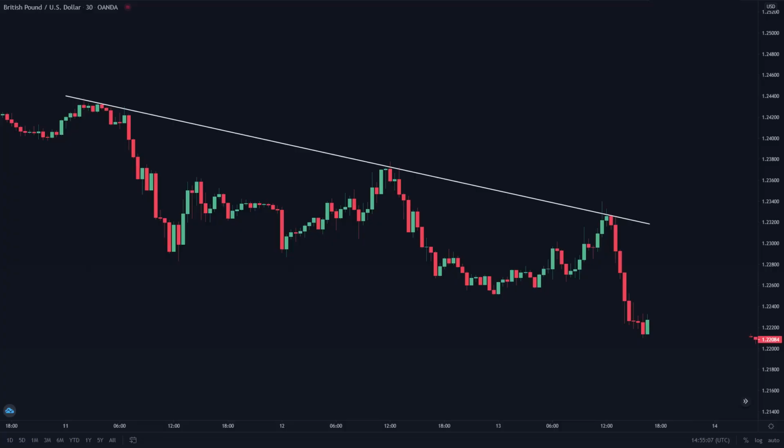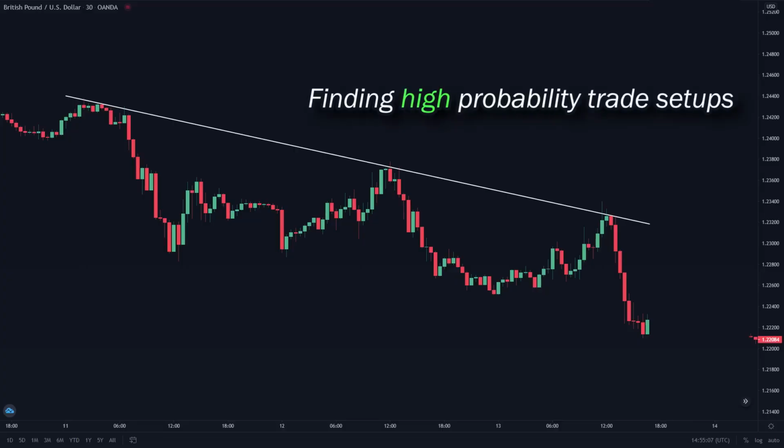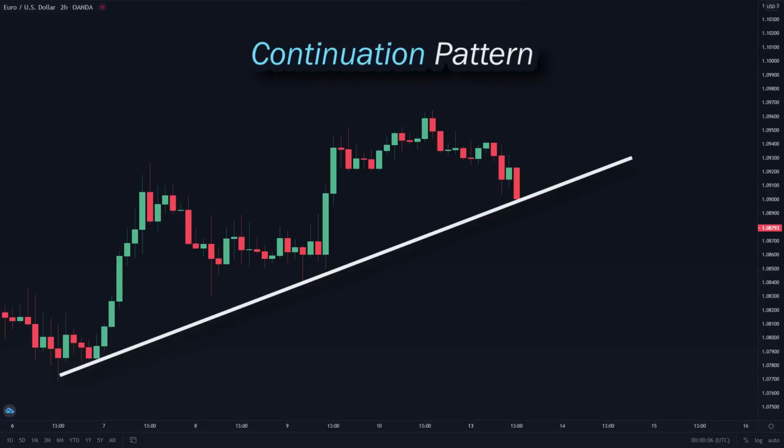So now that you know how to draw trend lines effectively, it's time to go in depth into how you can utilize these trend lines to find high probability trade setups. So first, let's start with the continuation pattern, which is a pattern that occurs when price bounces back to the direction of a trend right after hitting a trend line.